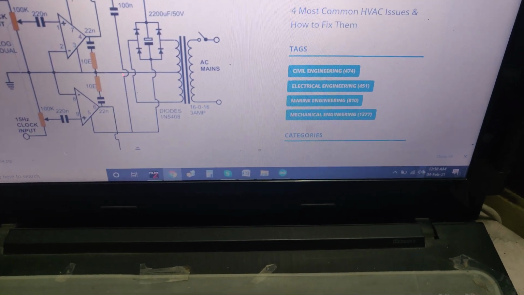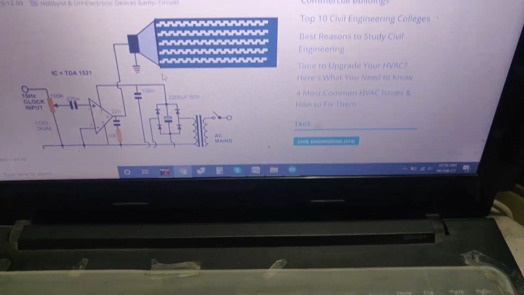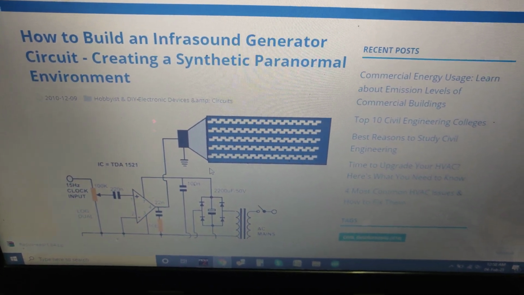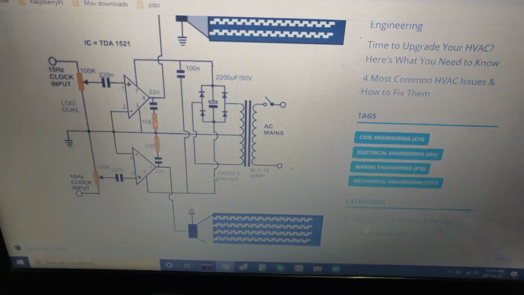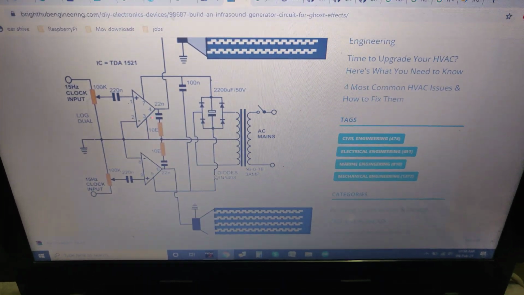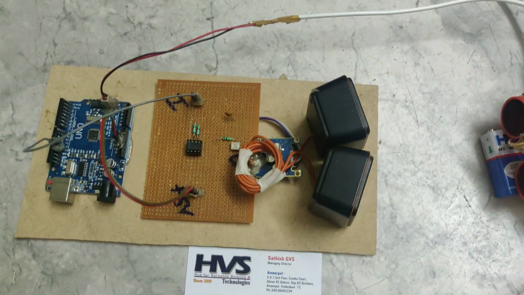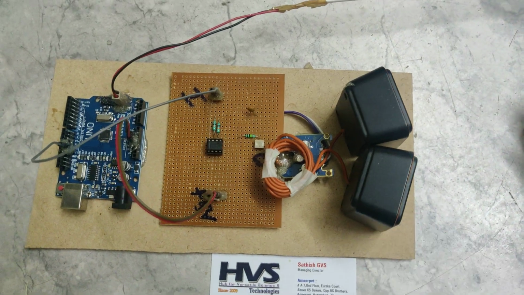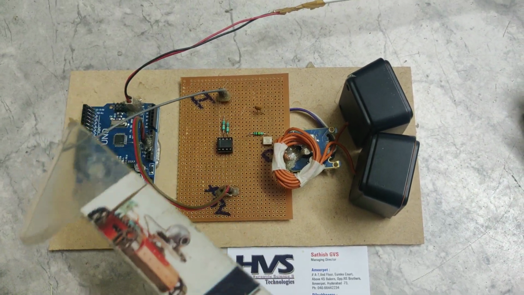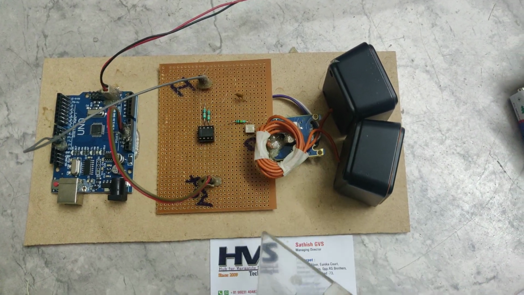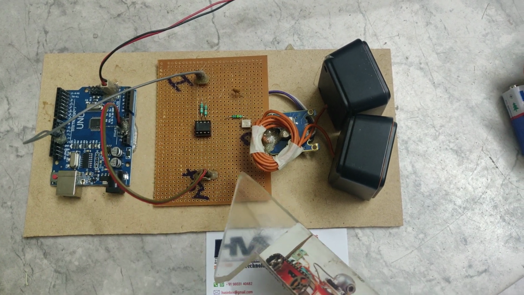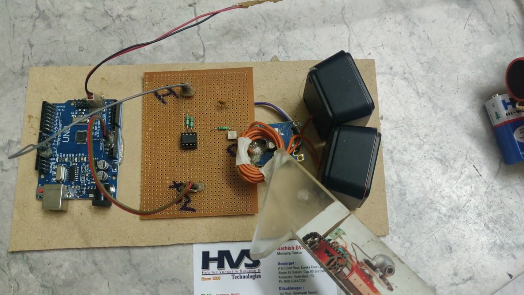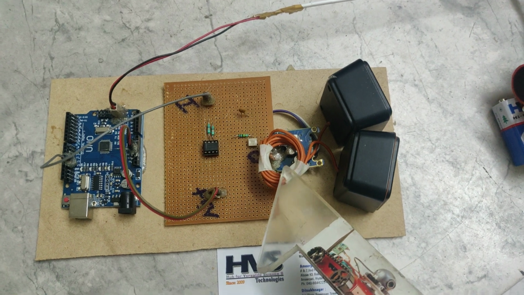using the op-amp amplifier. From this we are going to generate the infrared sounds, which is of 15 hertz of clock frequency. The 15 hertz of clock frequency will be given from the Arduino UNO board using this cable, and this is the input and a 5 volts power supply. So the output will be given directly to the next op amp amplifier.